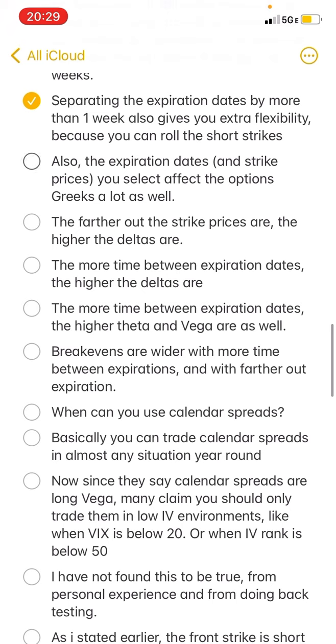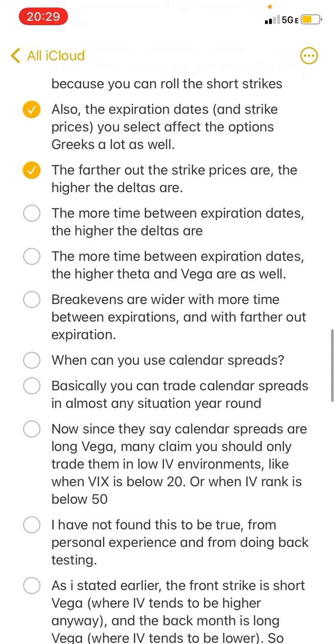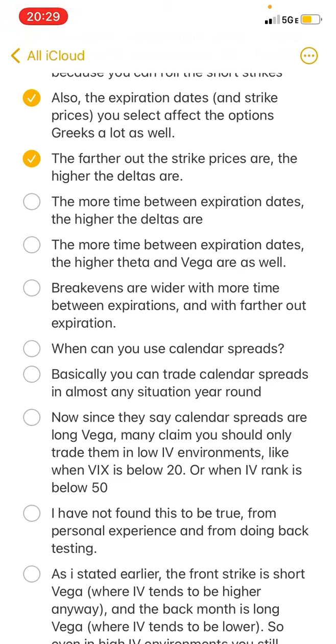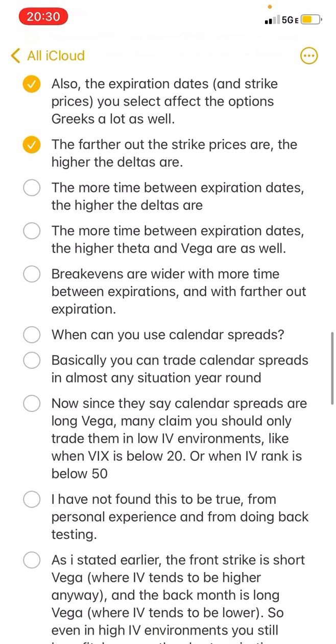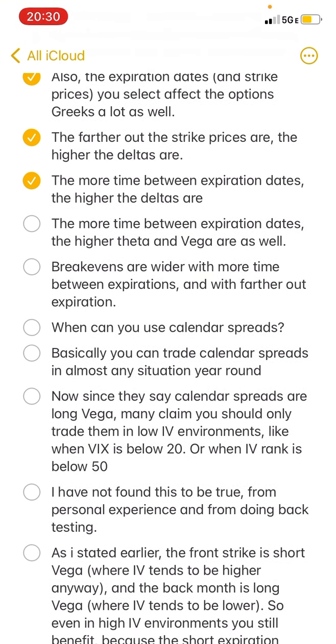So the expiration dates you select affect the options Greeks a lot as well, and the strike prices, of course. The farther out the strike prices are, the higher the deltas are. So if Tesla's at 800 and you compare an 850 calendar spread to a 900 calendar spread, the 900 calendar spread is going to have higher deltas. It might be 12 or 15 instead of a 5. And the more time you have between the expiration dates, the higher the deltas are as well.